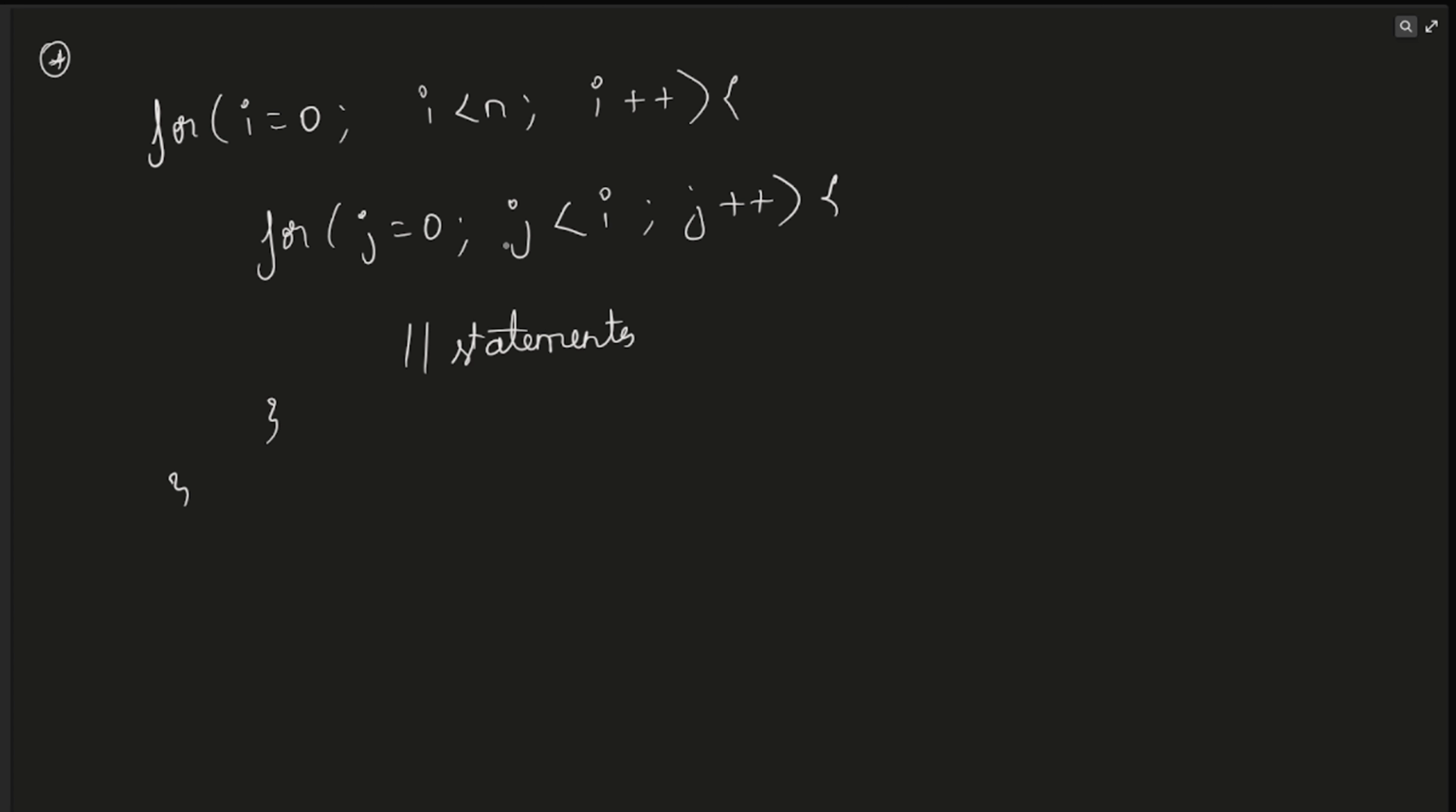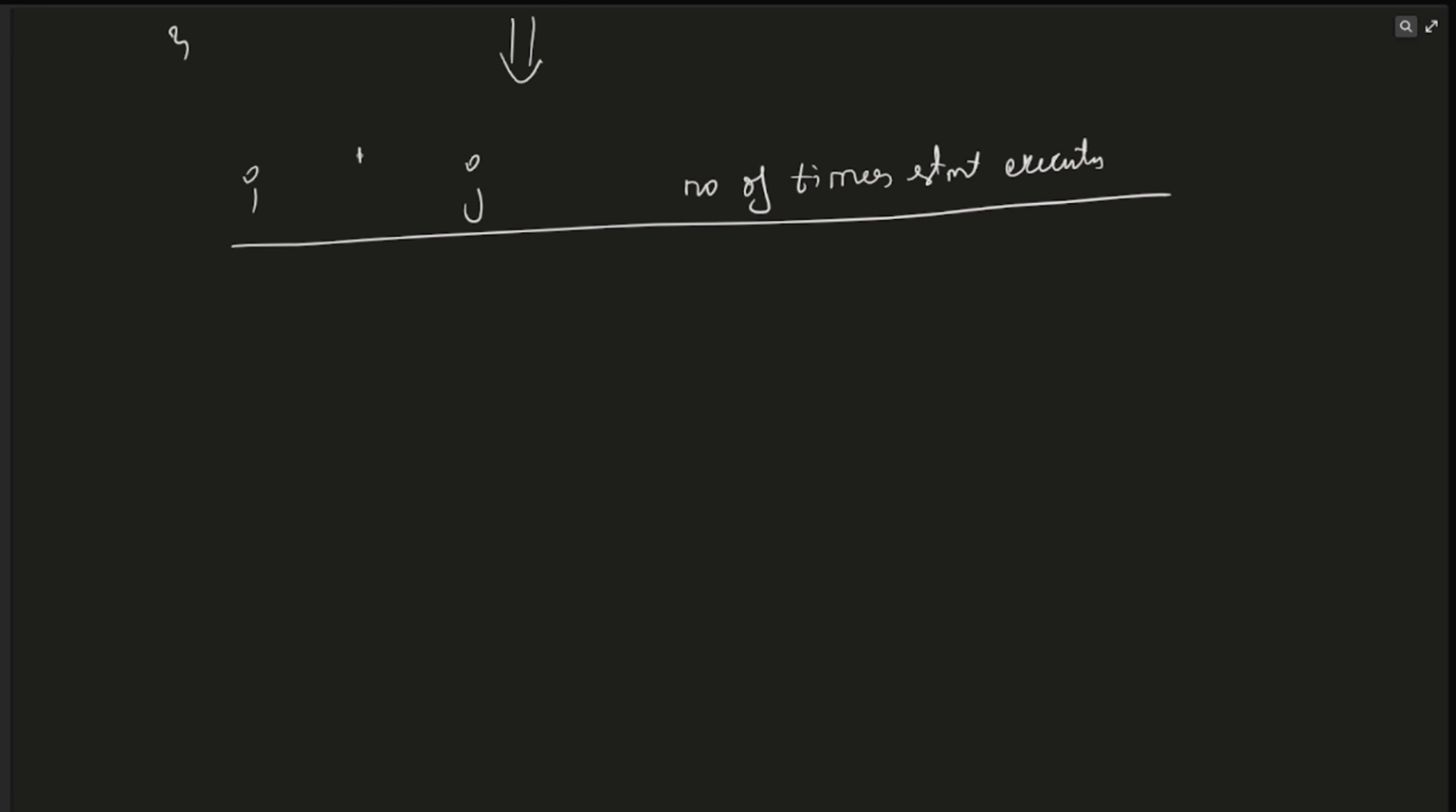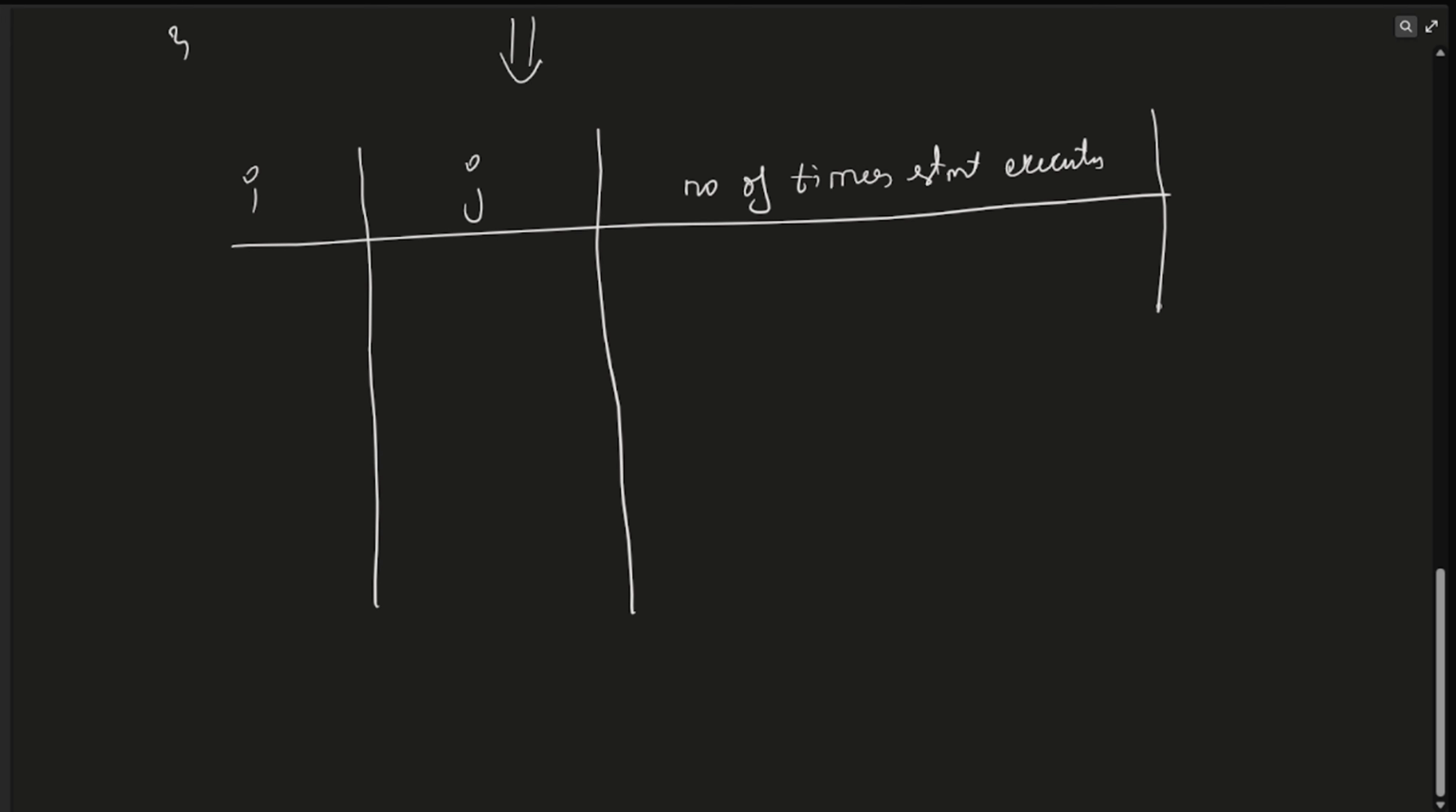In this example, the only difference is the inner loop gets executed for i times. Let me dry run this, so that you can understand it very easily. I'll take i, j, and the number of times the inner statements get executed. In this case, we'll consider n as 5. The i loop starts from 0.